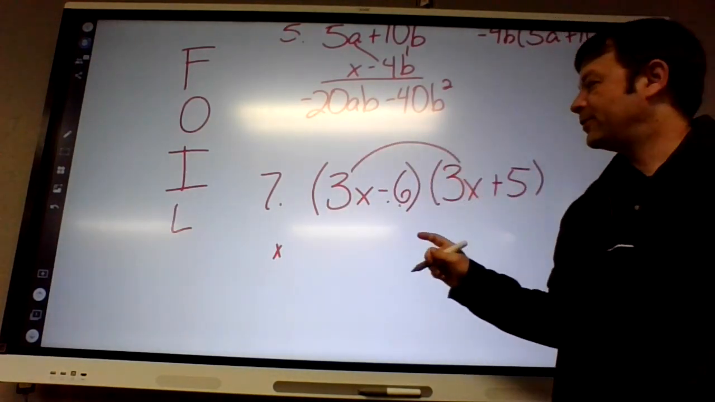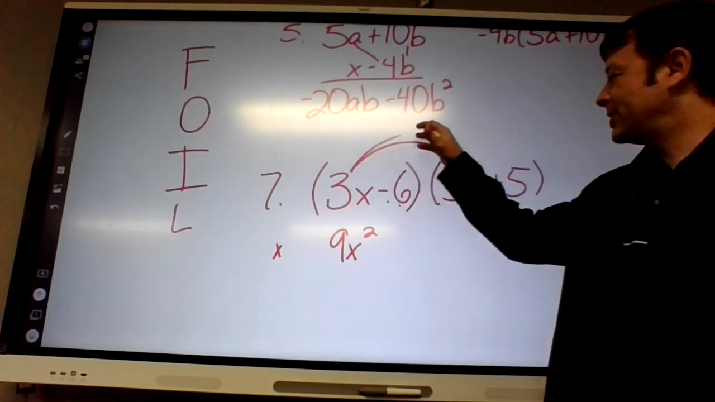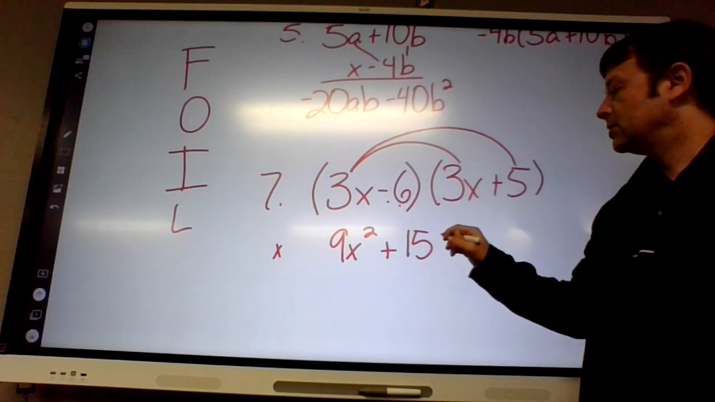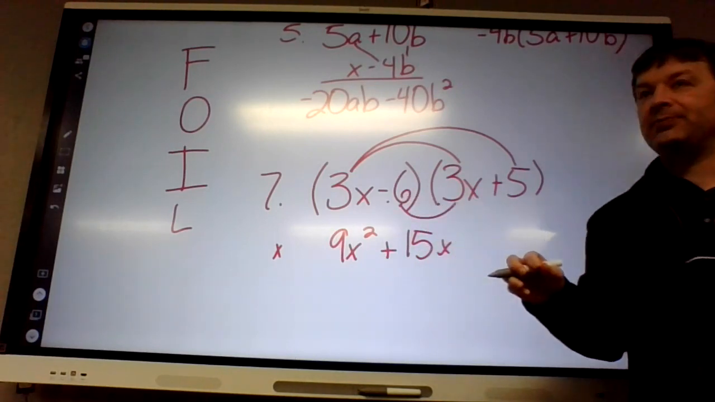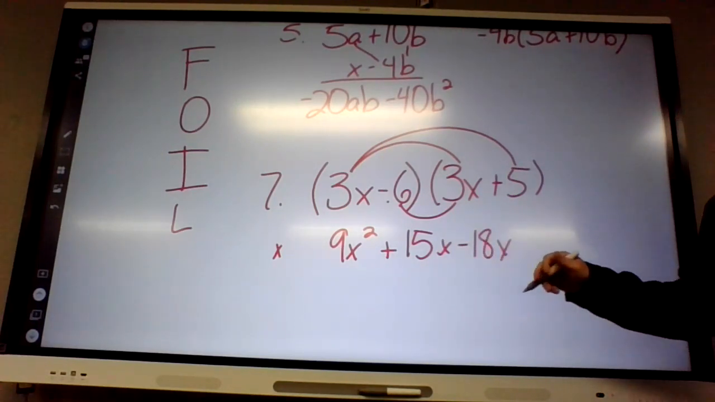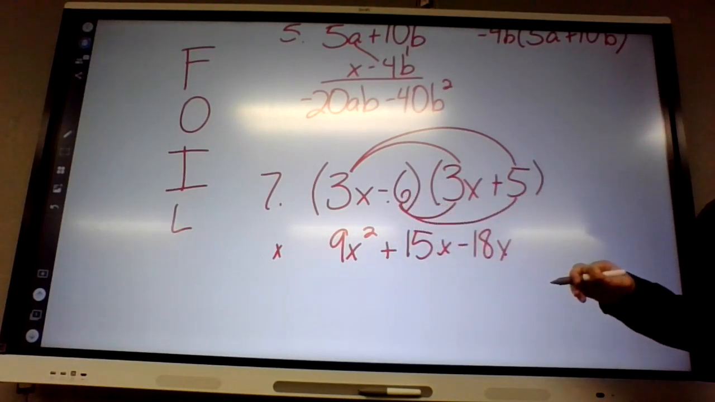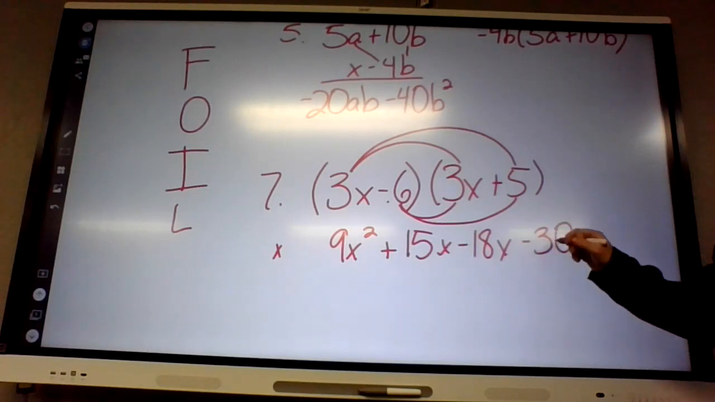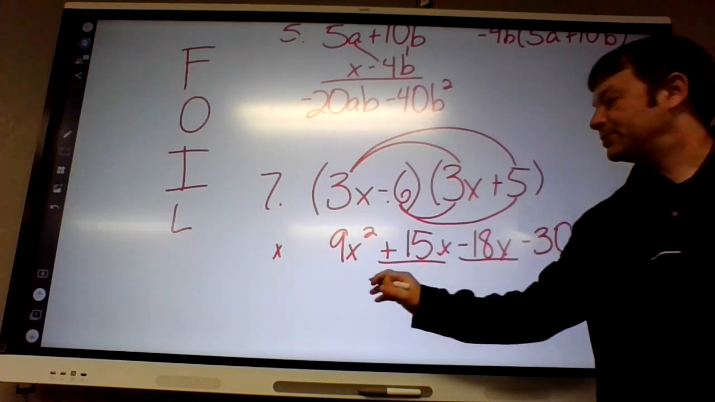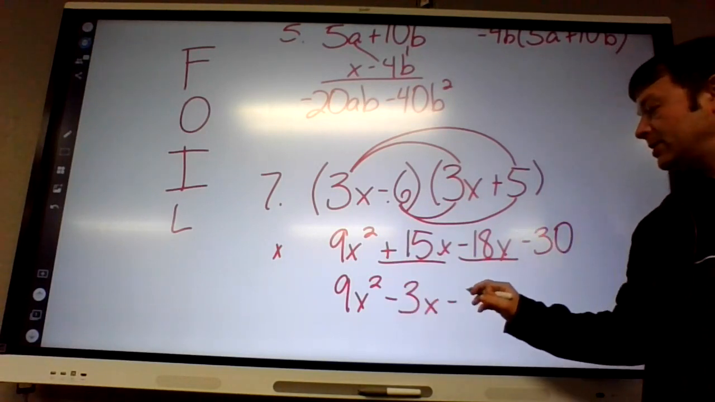So 3x first: 3x times 3x is 9x squared. Outside, 3x times 5. Inside, negative 6 times 3x is negative 18x, because one of them is negative. And then the last would be negative 6 times 5. On this one, you probably remember, these two are like terms. So 9x squared minus 3x minus 30.